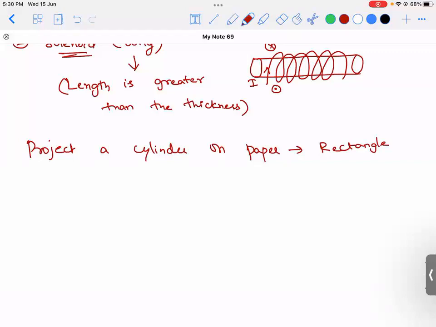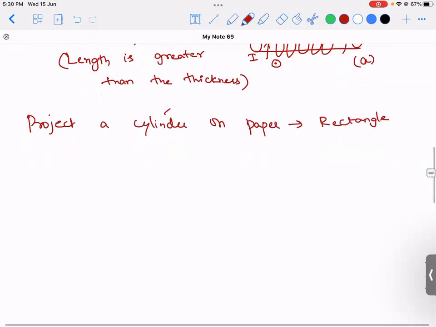Generally, when you project a three-dimensional shape, you keep dropping perpendiculars. So when you take a cylinder like this and project it on a paper, what will happen? You will have a rectangle form. Are you guys able to visualize that? So what I'm trying to say is the same diagram, which I'll call A, can be redrawn like this.